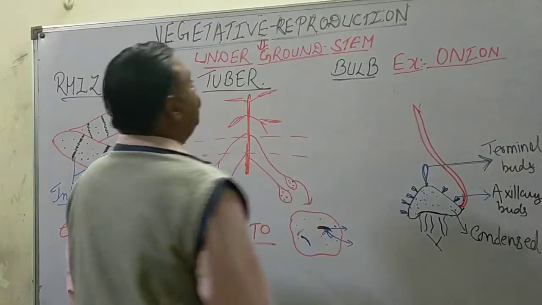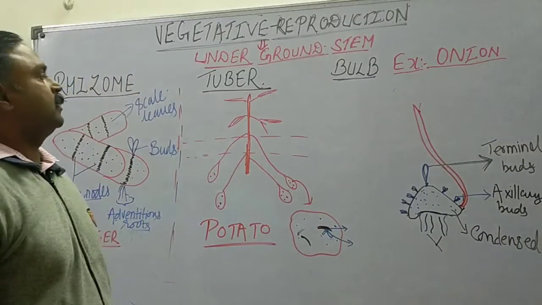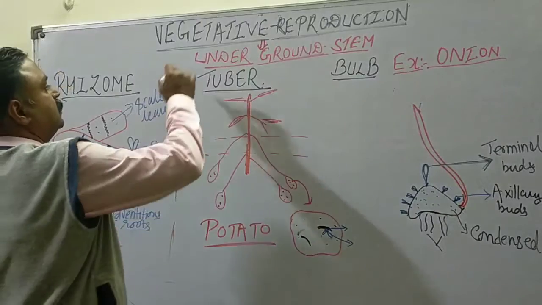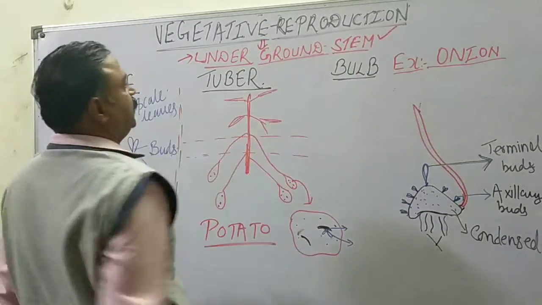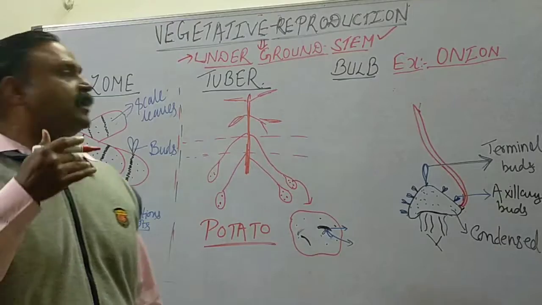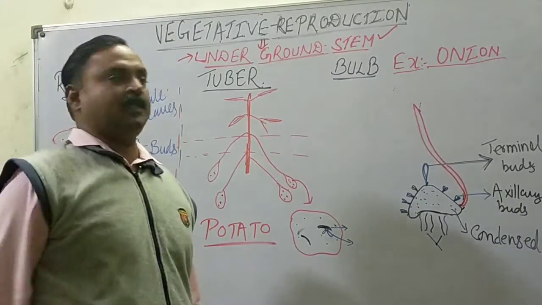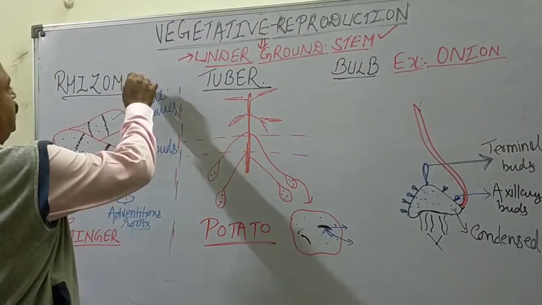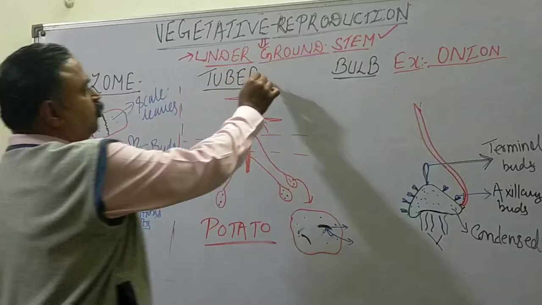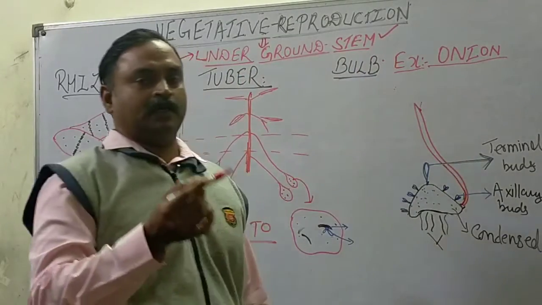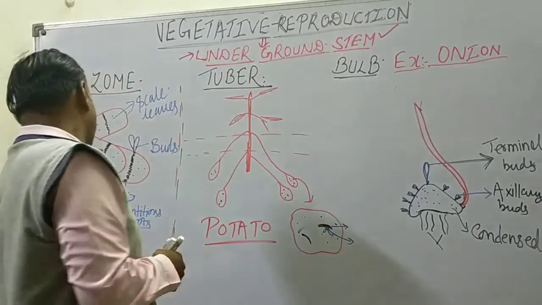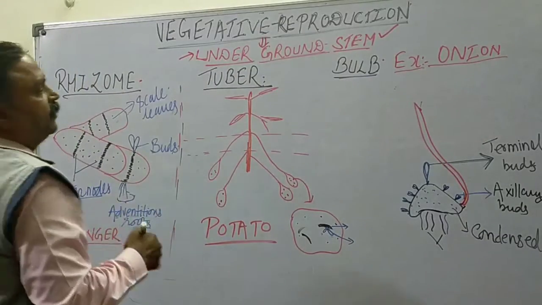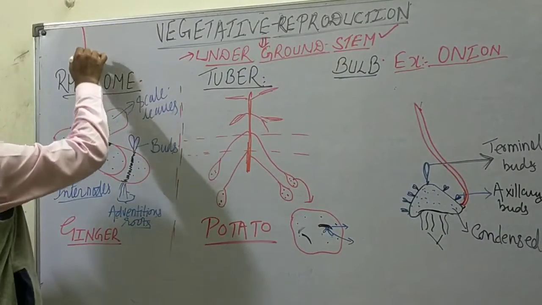Students, to understand vegetative reproduction, the first example is the underground stem. How does vegetative reproduction or propagation occur in an underground stem? These are the rhizome, tuber, and bulb. These are underground stems. So before going into this in detail, you should know what the features of the stem are.